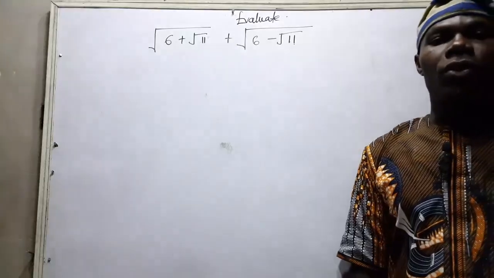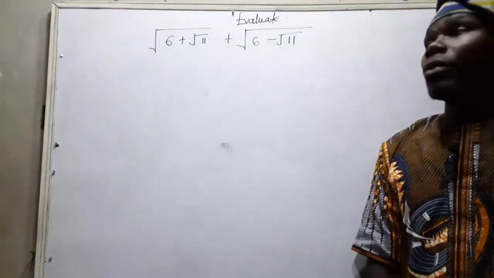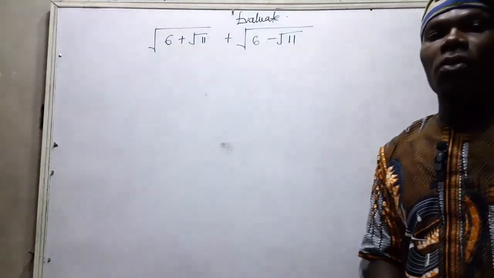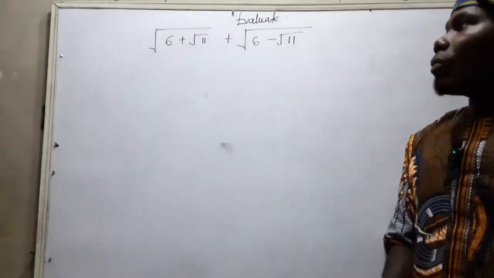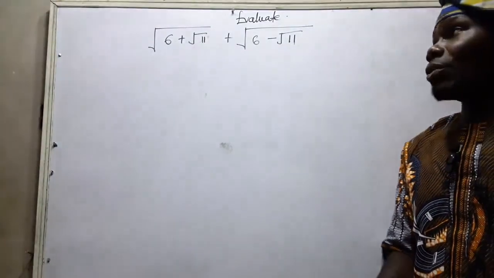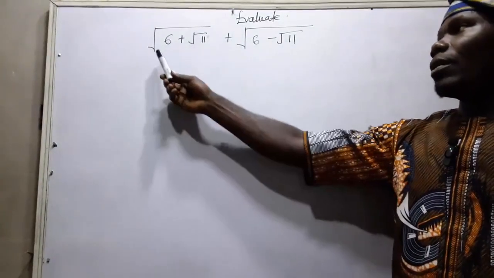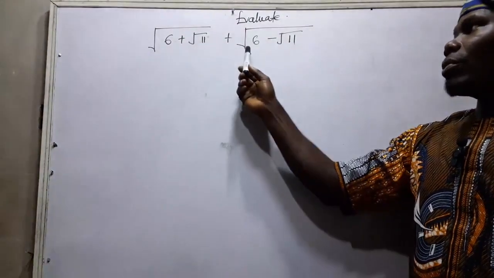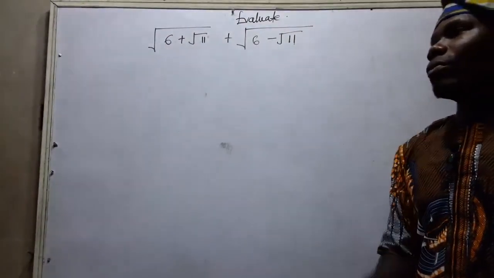Welcome to Olusegun Maths Clinic. Today we want to solve a mathematics challenge under the equalities of surd. We have to evaluate root 6 plus root 11 plus root 6 minus root 11.